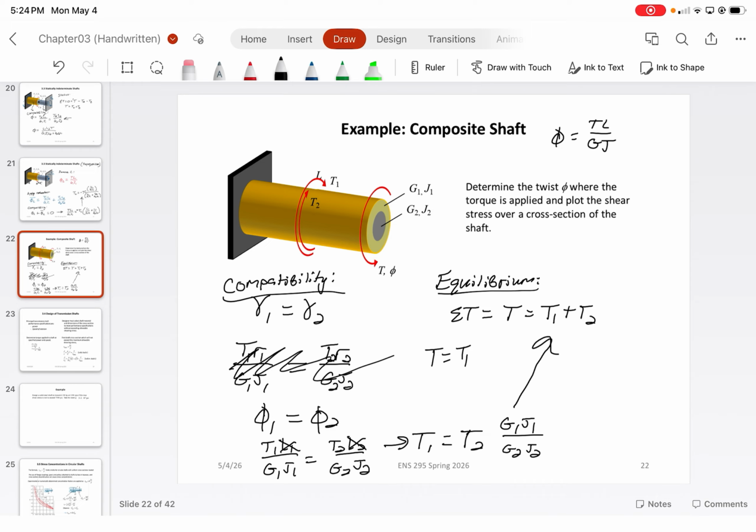which would be T is equal to T1 times 1 plus G1J1 over G2J2, which means that T1 is equal to T times 1 plus G1J1 over G2J2, and then I'm going to raise it to the negative 1. It's just the inverse of that.